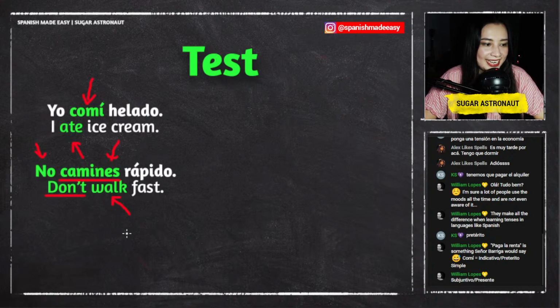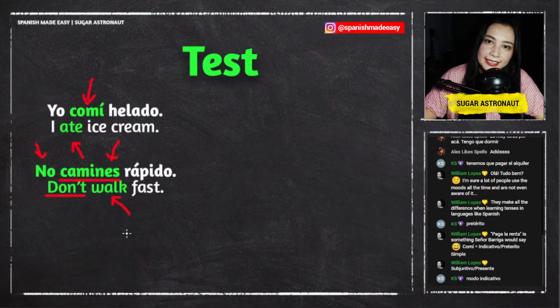Now Will is saying subjuntivo presente. This one is not subjunctive. It's not. Actually, this is in the imperative mood. You are commanding something. You're saying, no camines rápido. Okay? You're not asking someone not to do something. You're not saying nicely, can you not walk fast? You're not asking that. You're just saying, no camines rápido.